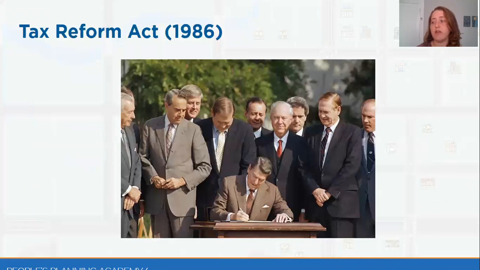In response to rising homelessness rates throughout the 80s, the Tax Reform Act of 1986 created the Low-Income Housing Tax Credit Program, also known as LIHTC. This program is administered by the state and allocates tax credits to developers to allow them to build housing for low-income individuals.